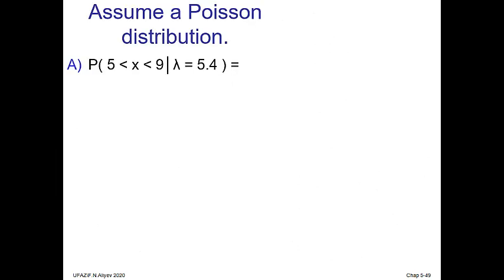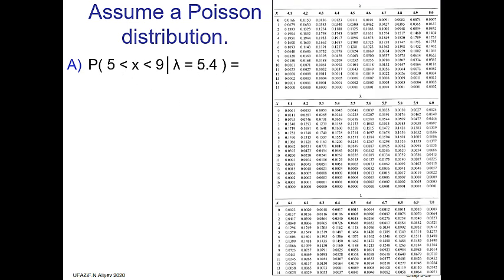Let's consider a Poisson distribution with double inequality. X between 5 and 9, lambda 5.4. 5.4 here. Between 5 and 9, it means that you should add 6, 7, and 8. These three numbers. You get this answer.